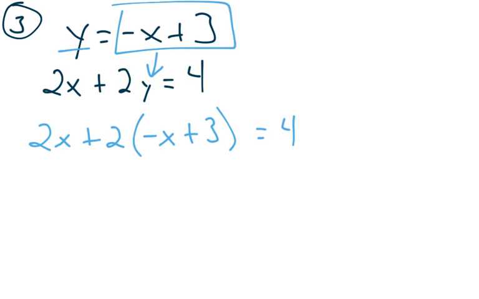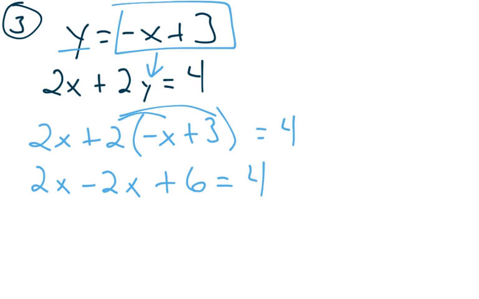It's the same problem now. Just distribute. 2x plus 2 times negative x. Actually, I'm going to erase that plus. 2 times negative x is negative 2x. 2 times 3 is 6, and it's equal to 4. 2x minus 2x is 0x, and 0 times x is 0. So really, these cancel out. I'm just left with 6 equals 4.